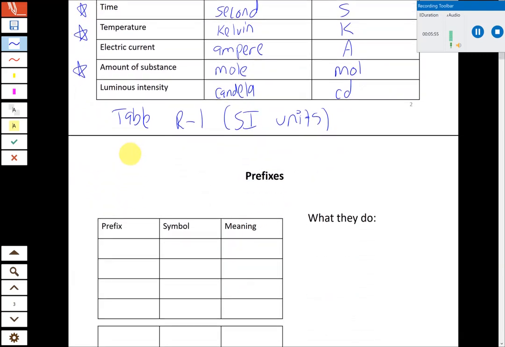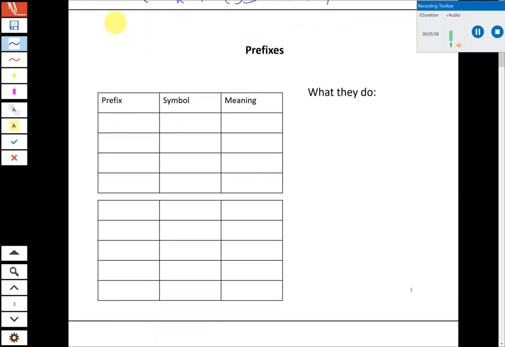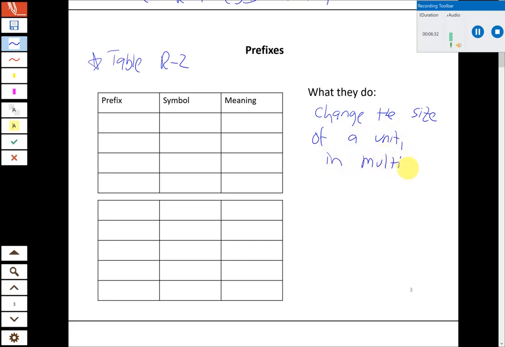Now, these units also have prefixes associated with them, or prefixes that can be added. We saw that the kilogram already has it, but you can really attach prefixes to any unit to modify the size of the unit. So that's really what these prefixes do. They're on table R2, so if you're following along with the textbook, this information comes straight off of that table. And they change the size of a unit in multiples of powers of 10. So they're going to all be multiples of 10 to some power n.